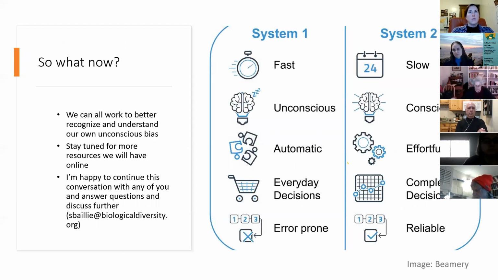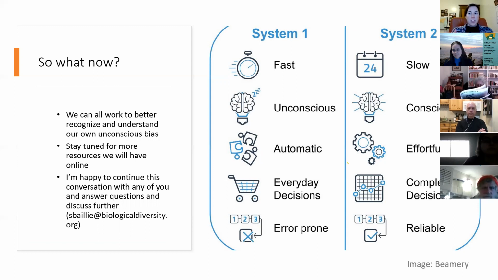So we can all work better to recognize and understand our own unconscious biases. Stay tuned, we're going to be putting more resources online about this to help us think and frame these conversations better. And I will offer myself as a resource now. I'm happy to continue this conversation with you and answer any questions and discuss further. If we don't cover it today, my email is there.